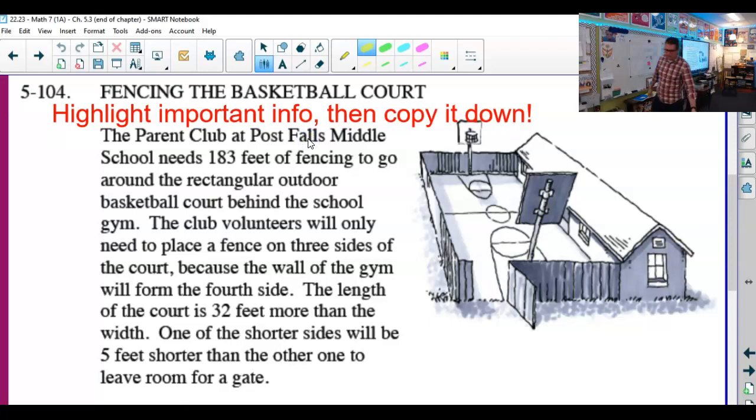Anyone want to tell me what the first thing you would probably highlight is here? Then I'll start pulling cards. Gabe, what's the first thing you'd probably highlight? School needing 183 feet of fencing, and then we write that down, right? So is that like one of the fences, or is that the total, or what is that? That's the total, so we should probably write that down.